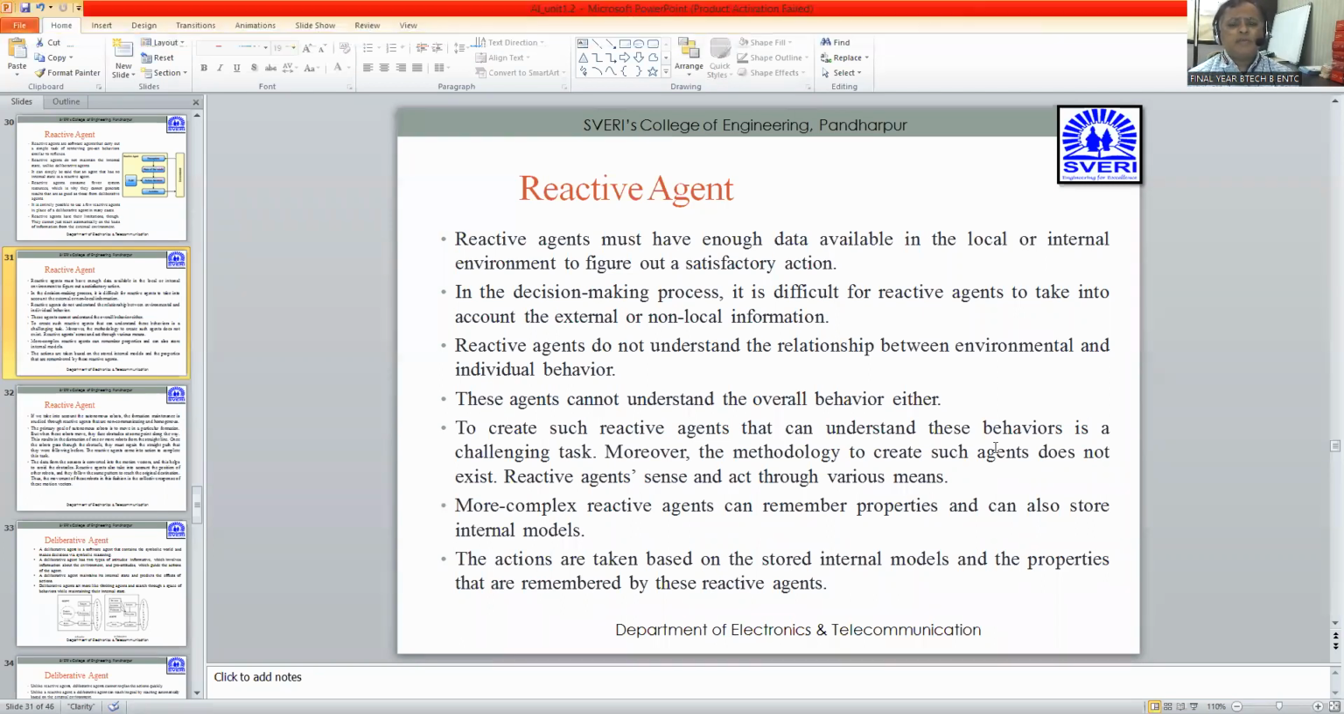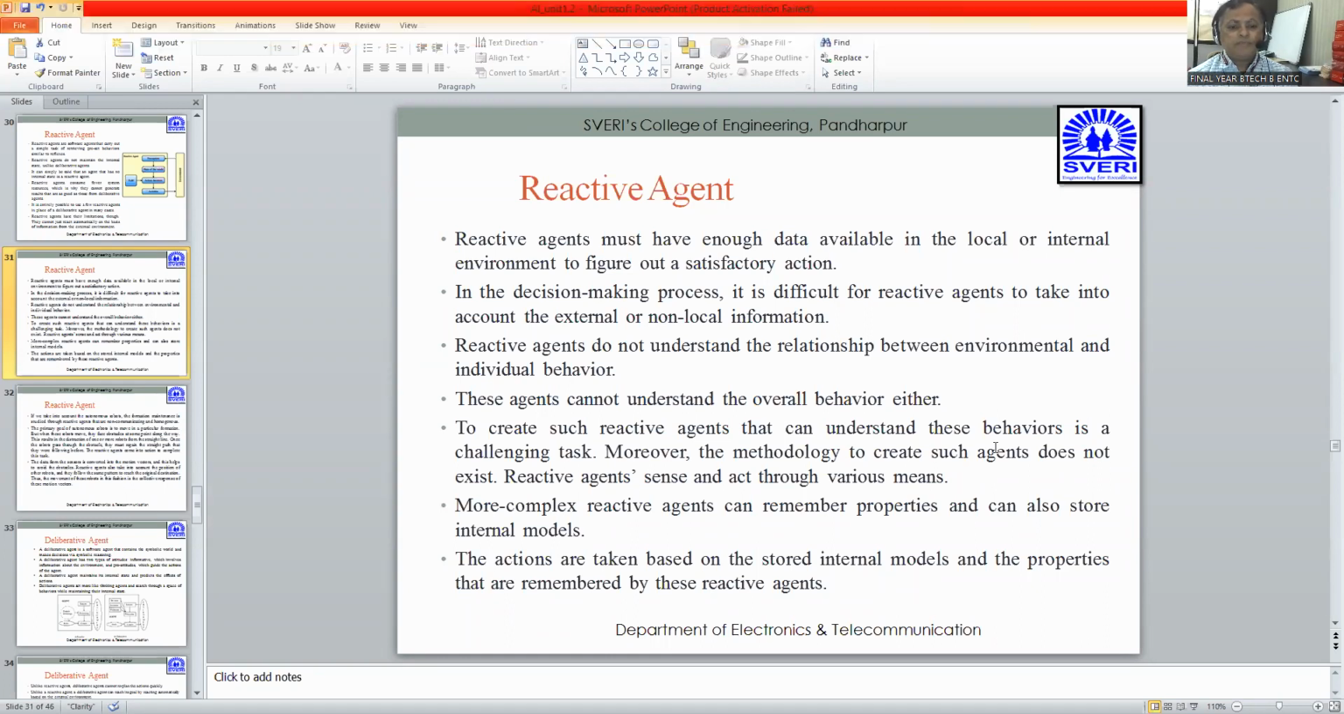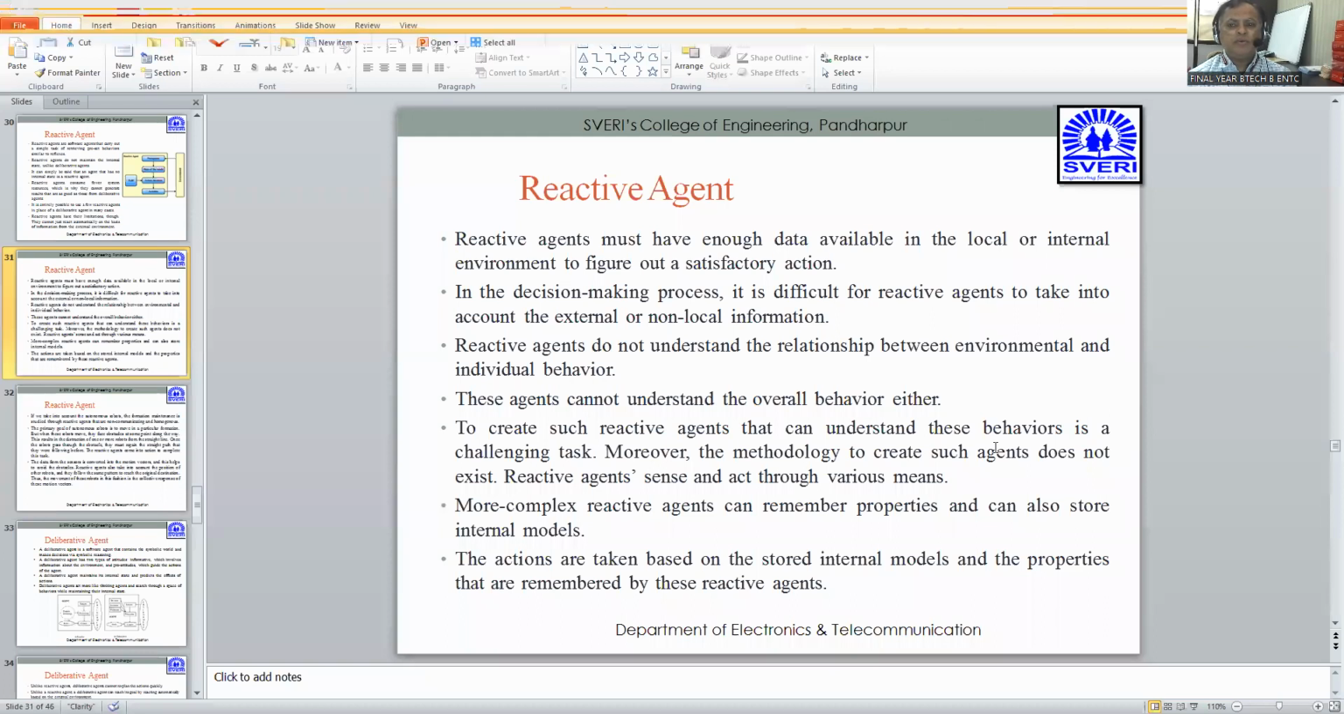These agents cannot understand the overall behavior either. To create such reactive agents that can understand these behaviors is a challenging task. Obviously, in order to create such a reactive agent, we need to understand the behaviors, and that is the most challenging task. So in the case of a reactive agent, you'll find that it does not go into understanding the overall behavior. And if it has to understand that, then it becomes a very challenging task.